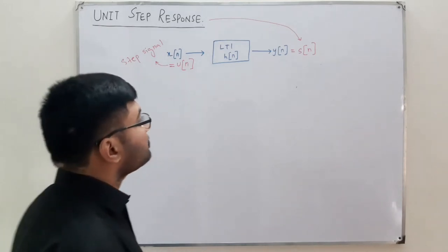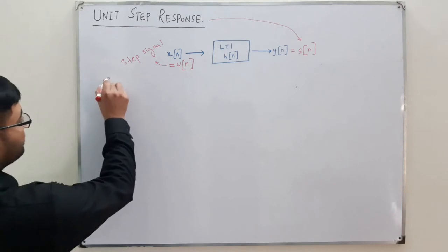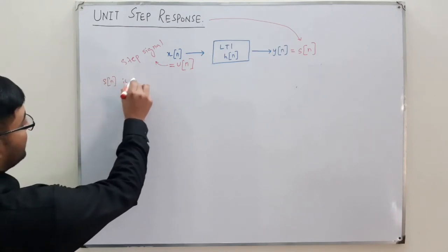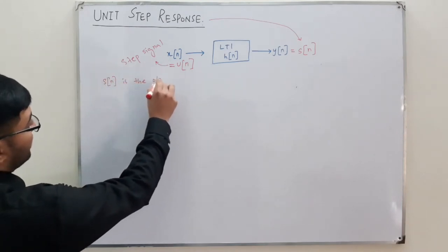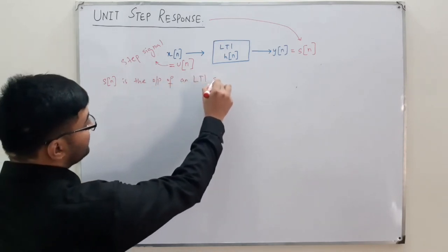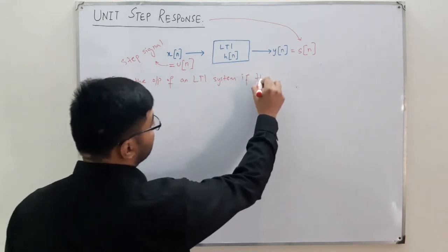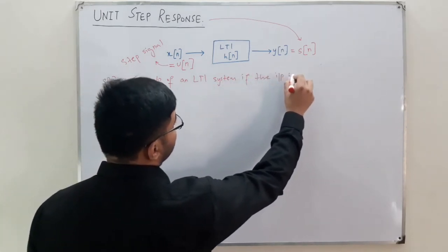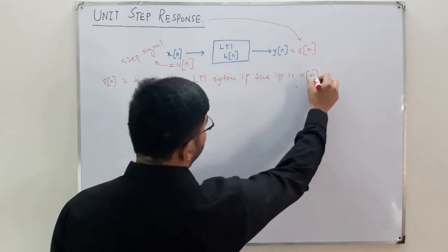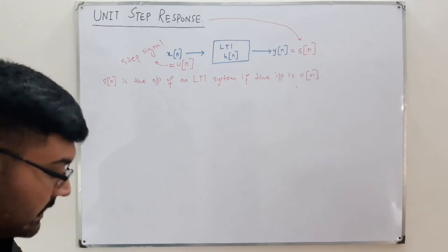So, the unit step response s of n is the output of an LTI system if the input is the unit step signal u of n. Simple as it is.